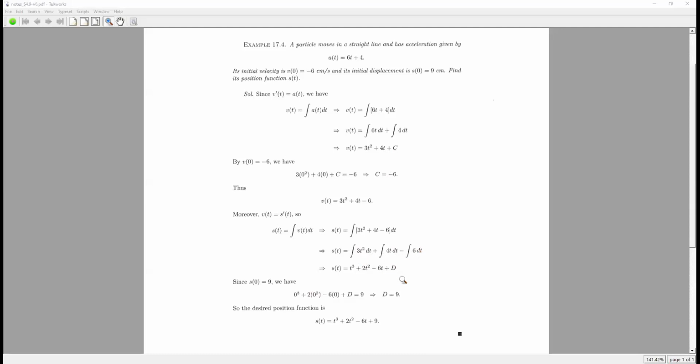Okay. Now to determine d so that this initial condition is satisfied, I plug in 0 for t here. Set the result equal to 9. Then I get this equation. So therefore, d is equal to 9. d is 9. So therefore, the desired position function is this function.